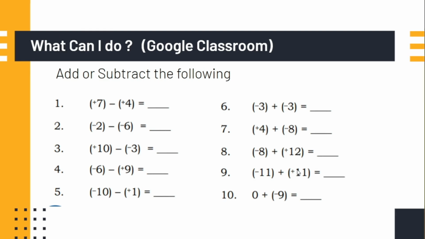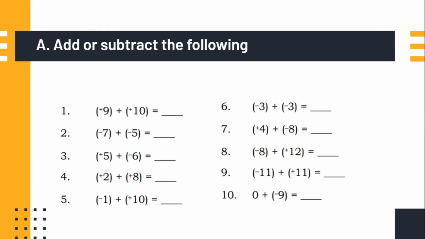Okay? Let's try to answer inyong learning task number 2 sa inyong module. So, that is the engagement part. Okay? So, let's try this one. So, we have here positive 9 plus positive 10. Anong sagot dyan? Parehong positive, just add. So, that is 19. Correct? Positive 19, or pwedeng 19 lang.